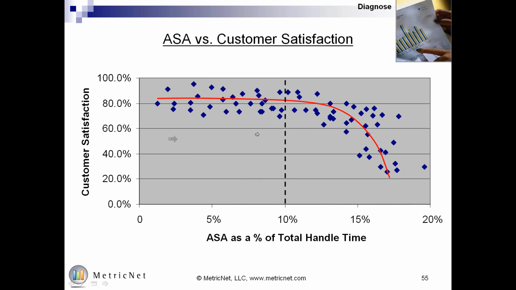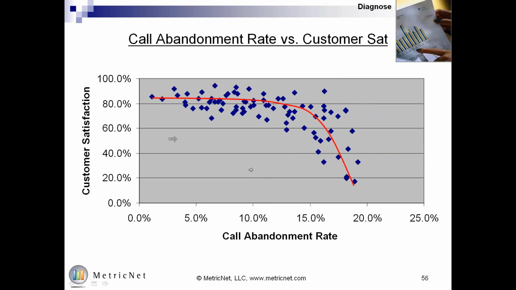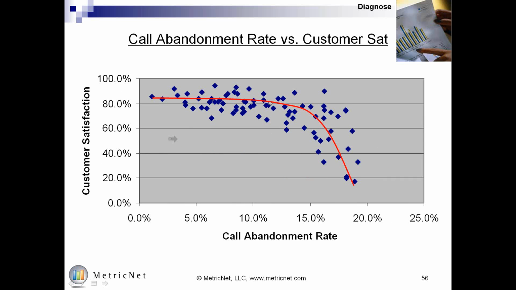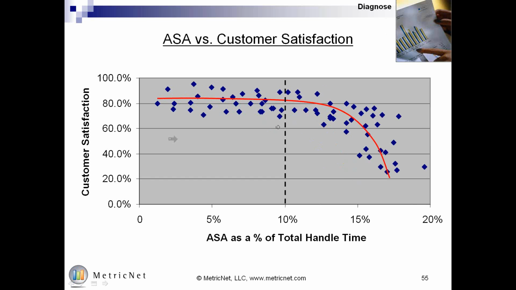So the impact here on the service levels is that you want to keep your ASA in the range of 8 to 9% of total handle time and your abandonment rate in the range of 6 to 8%. That is the sweet spot for service levels. You become more aggressive than that, your costs go up, and if you let the service levels deteriorate beyond that, beyond 10% abandonment rate, for example, or above 10% ASA as a percentage of handle time, you will see a drop-off in your customer satisfaction.